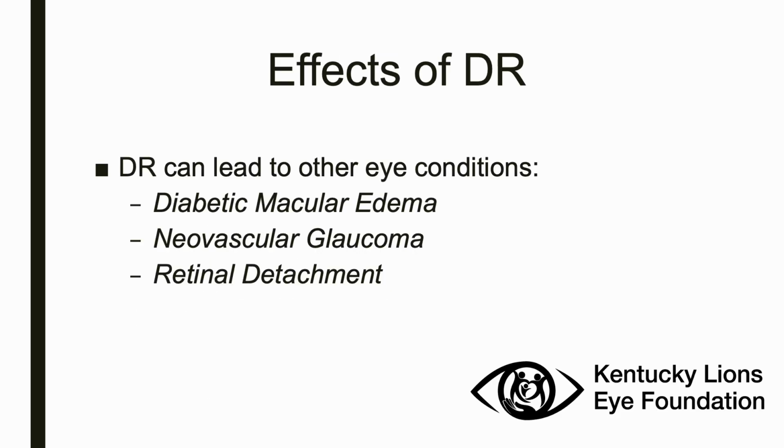Due to its vascular effect, diabetic retinopathy can lead to other eye conditions, including diabetic macular edema, which is where blood vessels in the retina leak into the macula, causing blurry vision; neovascular glaucoma, the growth of abnormal blood vessels blocking the aqueous fluid from draining properly, which will increase the IOP, or the intraocular pressure; and lastly, retinal detachment, where scarring can occur from diabetic retinopathy, and the scars will pull your retina away from the back of your eye.